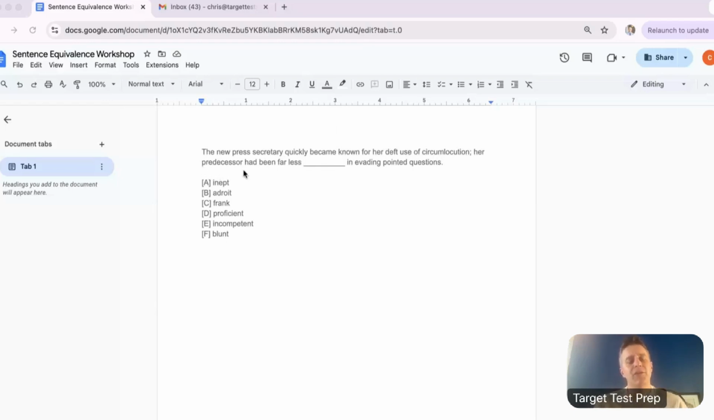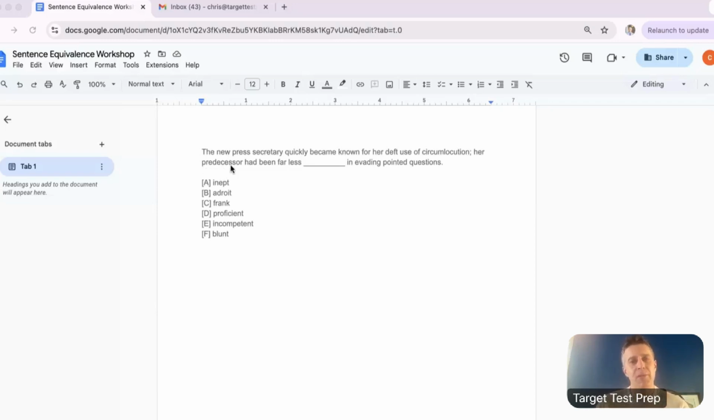And another important clue here is that word predecessor. It might not jump out to you at first as to why this is important, but there's a common type of change in direction of a sentence, meaning it starts off saying one thing about a person or a thing, and then it changes direction. Here, that change in direction is around time. We have a new press secretary, and we're comparing her to her predecessor, someone who came before. And so you are going to have now a contrast between her being deft and her predecessor, who had been far less blank in evading pointed questions.